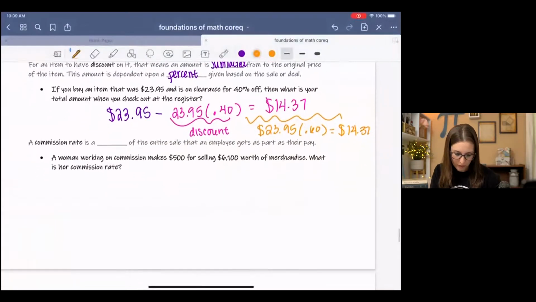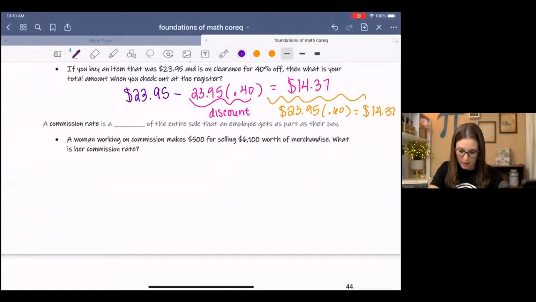Anyway, I love this stuff. Super fun. A commission rate is a percentage of the entire sale that an employee gets as part of their pay. So if a car salesman is going to get a commission off of any car that they sell, it's usually based on a percent. Or I know someone who sells luxury sheets and she gets a commission. Any kind of salesperson will usually get a commission, and it's just a percentage of whatever you sold. That's what you get as part of your paycheck.